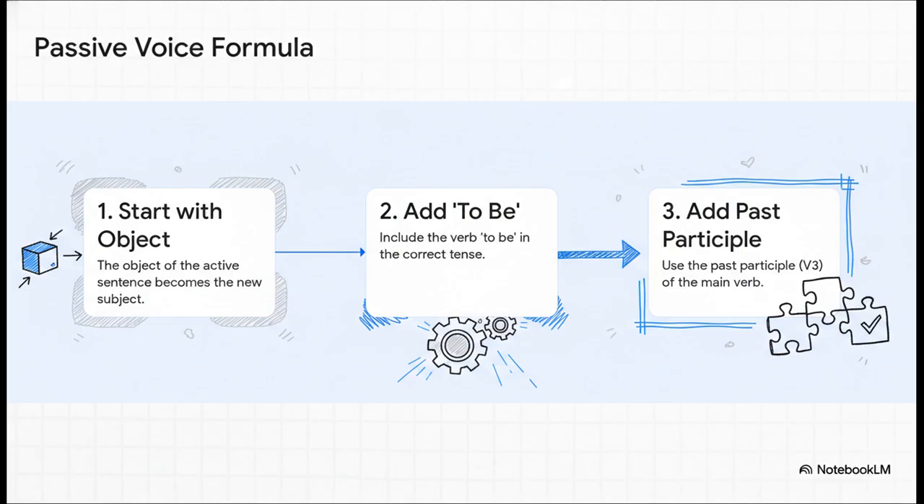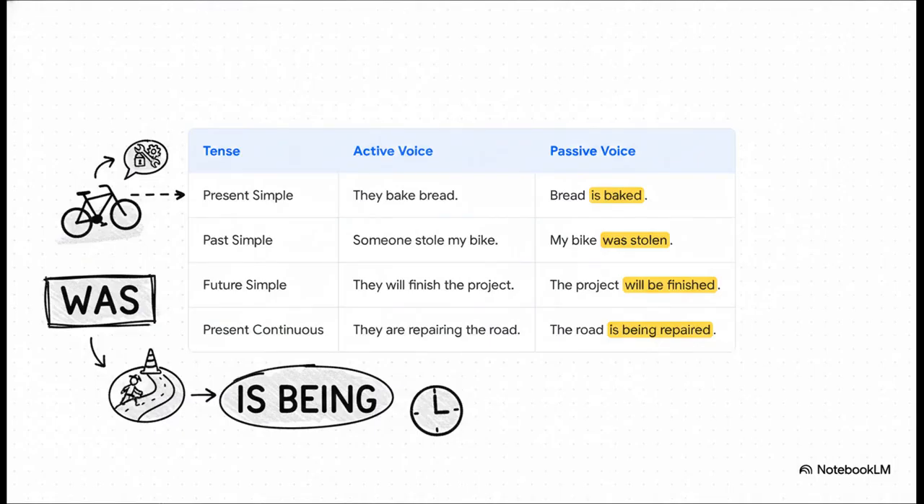Step 2, you add the verb to be in the correct tense. This is the absolute key. And step 3, you use the past participle of the main verb. The third form, like written, stolen, or eaten. So it's object plus to be plus past participle. That's the whole formula. And you can see here just how that formula works across different tenses.